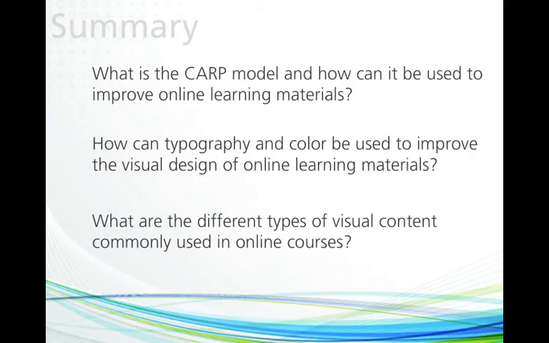So in summary for this lesson, we looked at the C.A.R.P model and how that can be used. We also looked at the use of typography and color and what important roles that plays in the learning process. And then finally, we looked at the different types of visual content that you should be aware of, and specifically what context you would want to use for those visual elements.